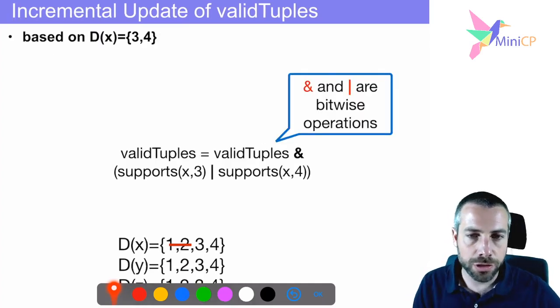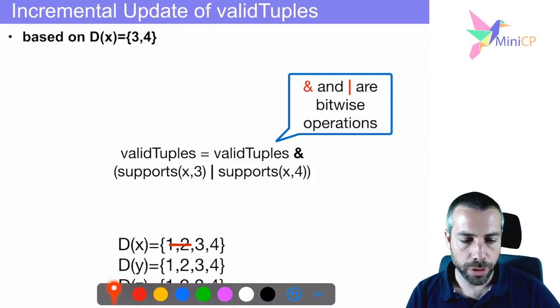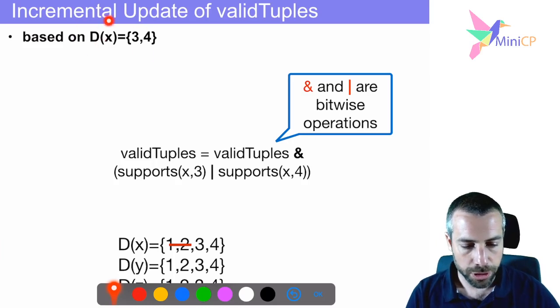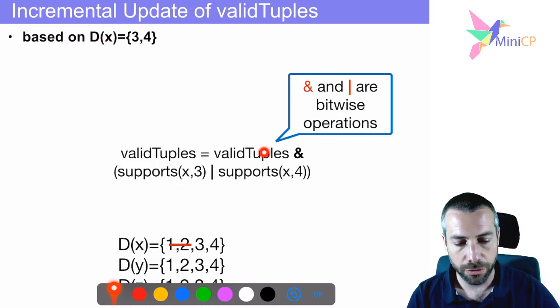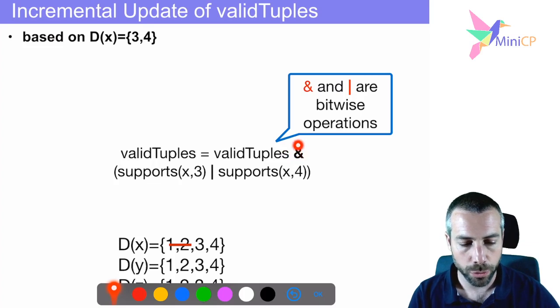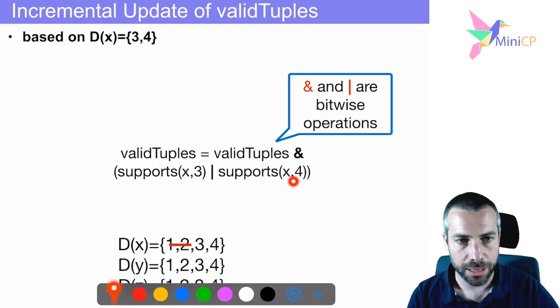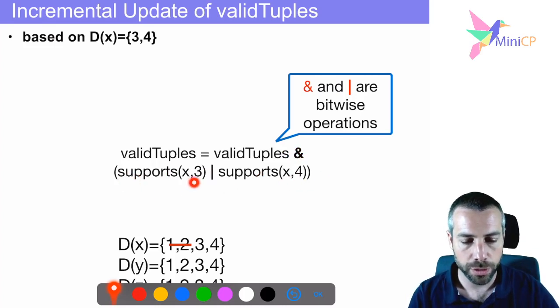Let's consider first the strategy that consists in considering what remains in the domain of X. If I want to update the set of valid tuples, I can say that this is the set of valid tuples that I had before, but I will recompute using the logical AND, so this is the intersection operation, with all the valid tuples that remain valid based on what remains in the domain of X. So I take the union of the support of value 3 and the support of value 4, and then I do the logical AND with the set of valid tuples, and I will update my valid tuples.